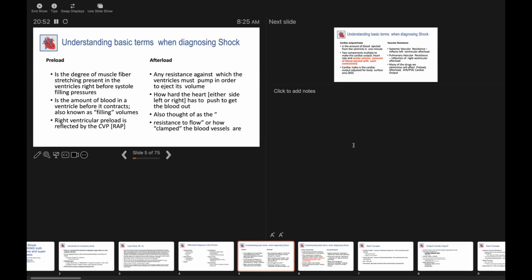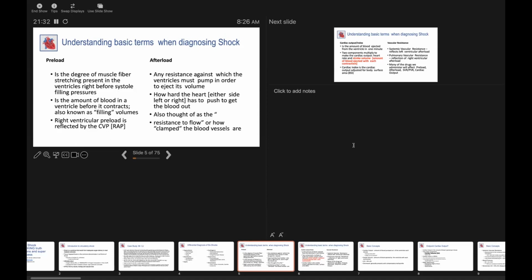Okay, afterload. Afterload is the tension that must be developed by the ventricle to eject blood. That tension is a reflection of the exit valve, which would be pulmonic for the right heart and aortic for the left heart, and the tone of the vessels. So for the right heart, the pulmonic valve and the pulmonary vessels. For the left heart, the aortic valve and the systemic vessels.